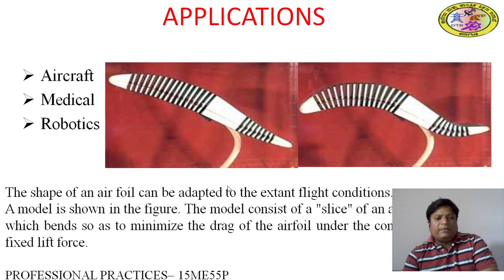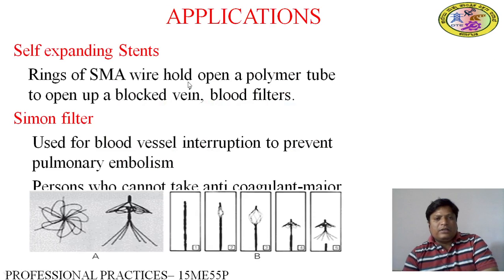Now the medical applications. Here the medical application is the self-expanding stent. Self-expanding stent means rings of SMA wire hold open a polymer tube to open up a blocked vein or blood filters. You know that this is the Simon filter, used for blood vessel interruption to prevent pulmonary embolisms.